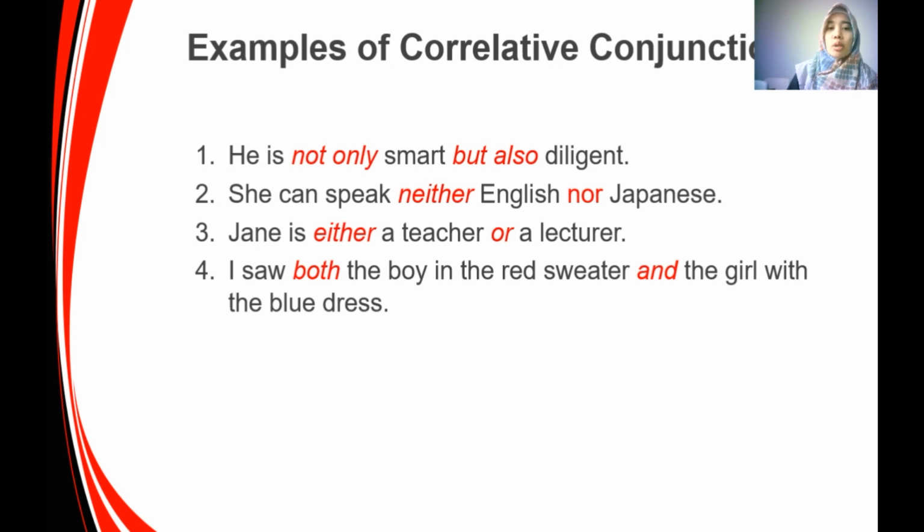The fourth one, I saw both the boy in the red sweater and the girl with the blue dress. Both and here show two things that you see, probably, that you talk about. So it talks about two things or two people. I saw both the boy and the girl, like that.